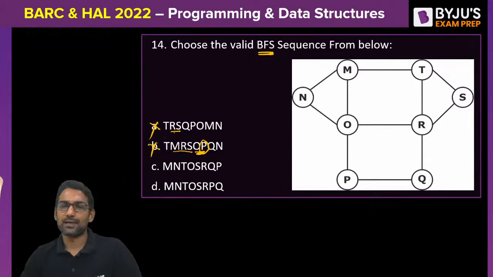And option C, if you start with M, neighbors are N, O, T. In some order you can visit them. Okay. Now N neighbor, O already visited. Then T neighbors, R and S should be visited. Yes, they are visited. Then O neighbor, P should be visited, but Q is visited before P. Q is R neighbor, not O neighbor. So it is wrong. Now M, N, T, O, S, R, P, Q. Yep. So this is correct. Option D is correct.